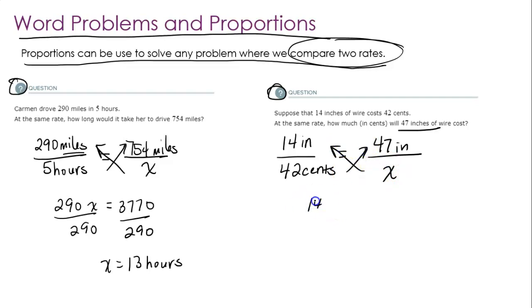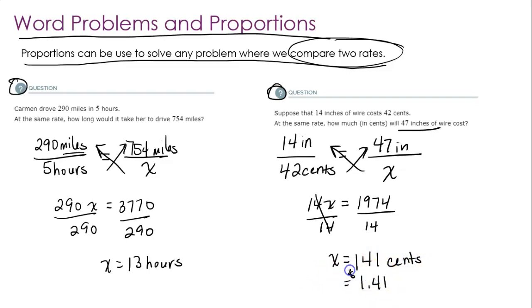We cross multiply, so 14x equals 42 times 47. That gives me 1,974. We're going to divide both sides by 14. The 14's cancel out. 1,974 divided by 14 is 141. So it's 141 cents, which is a weird way of saying $1.41 like that.